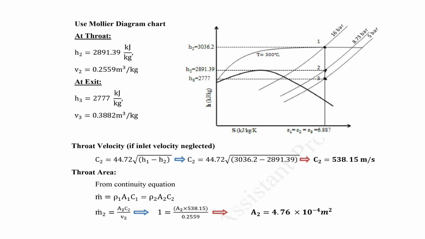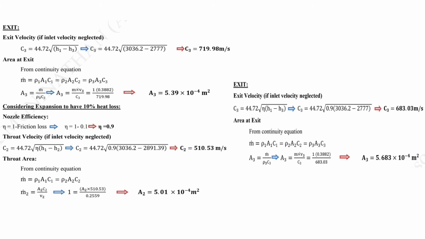Throat area. And the exit velocity, if inlet velocity is neglected, C3 is equal to 44.72 square root of (H1 minus H3). And the area at exit from the continuity equation, M is equal to rho 1 A1 C1 is equal to rho 2 A2 C2 is equal to rho 3 A3 C3. From the continuity equation we can calculate the A3 value. And then considering expansion to have 10% heat loss.